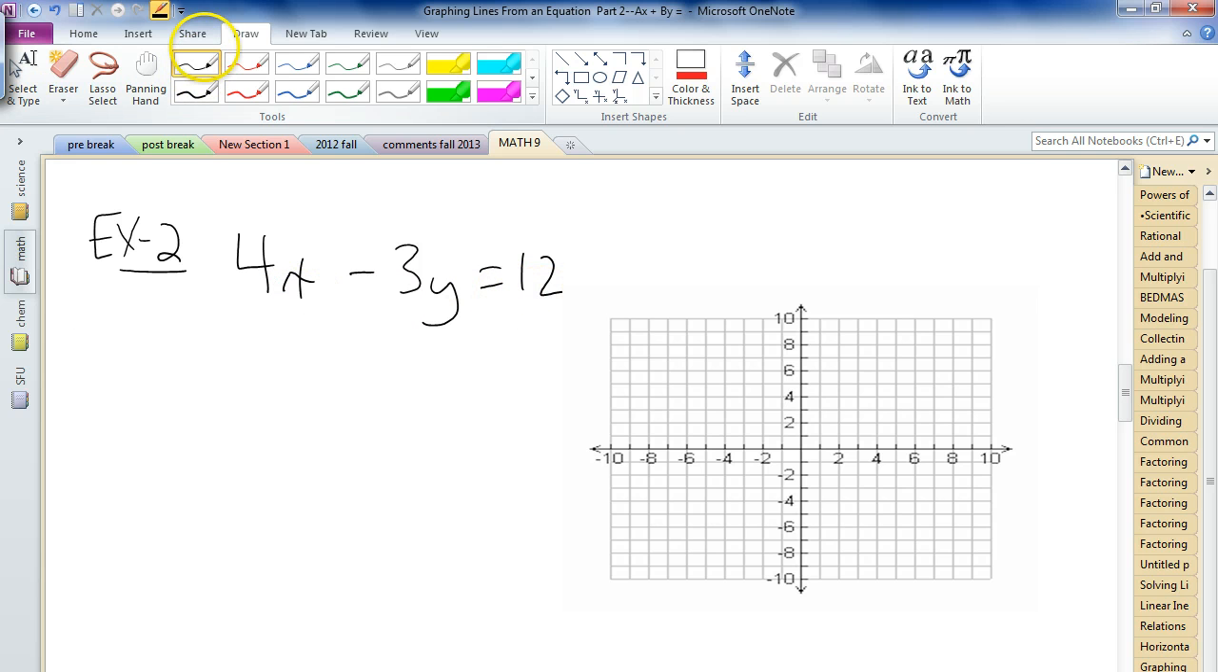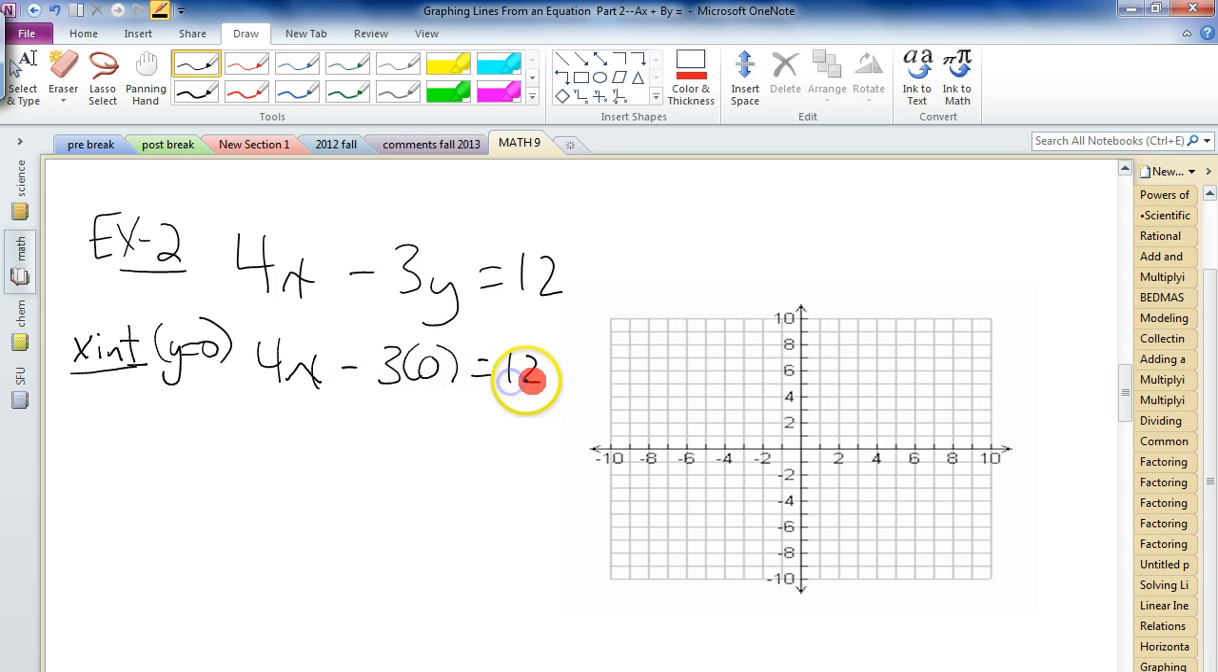So first, we want to find, doesn't matter which order actually, let's find the x-intercept first. Remember the x-intercept is where y is equal to 0. So when is y equal to 0? Well, let's put a 0 in there. So 4x minus 3 times 0 equals 12. The 3 times 0 vanishes. You're left with 4x equals 12. Divide by 4, divide by 4, x equals 3.